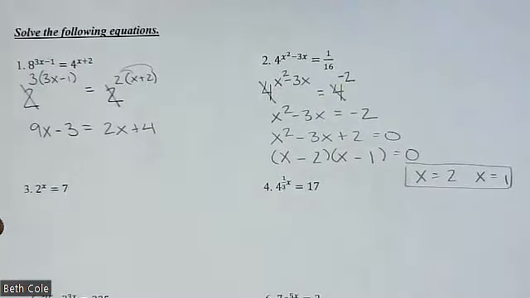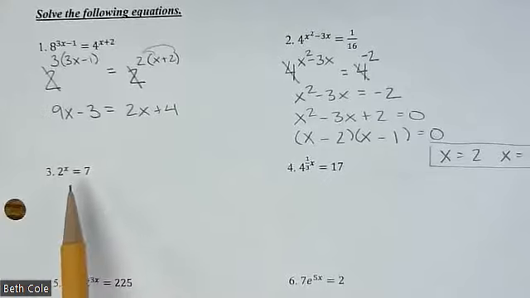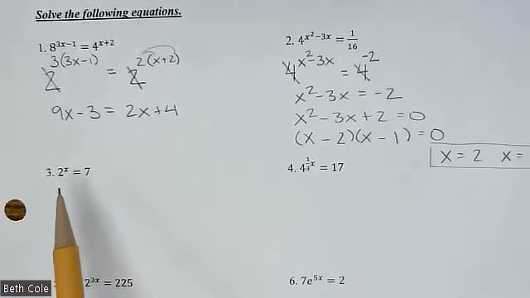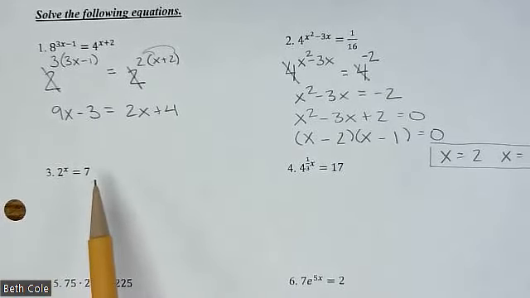So that's your first method, is just look at it and see, hey, could I turn them both into the same base? All right. This one won't work like that. Why not? Why couldn't I make them both 2? Yeah, 2 to what power gives you 7?